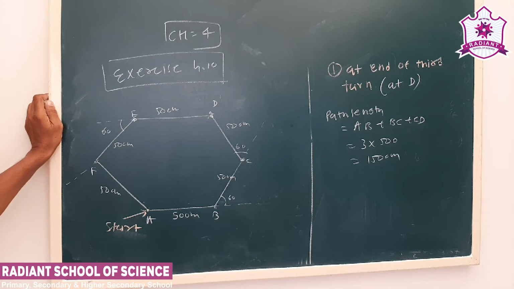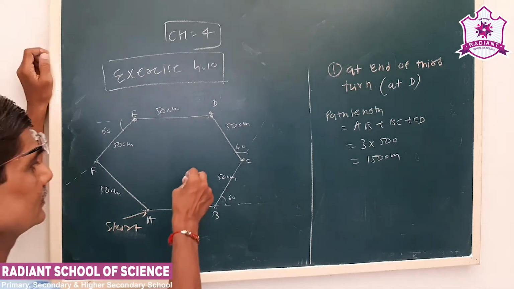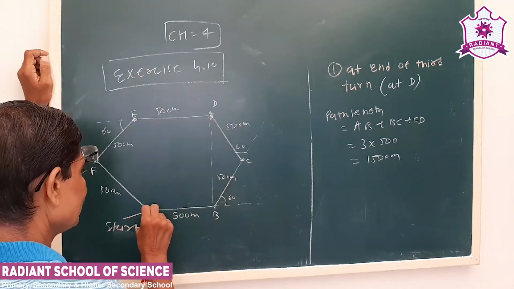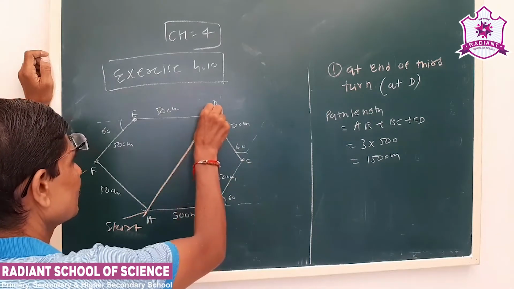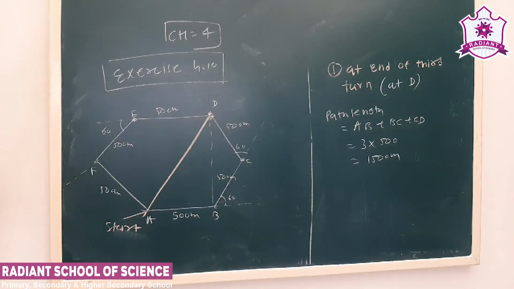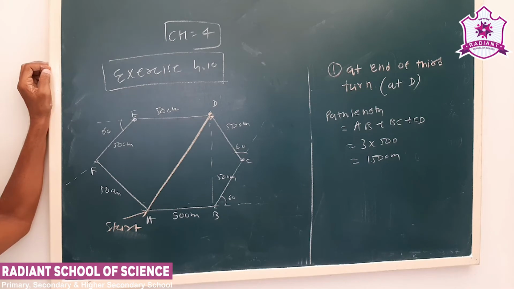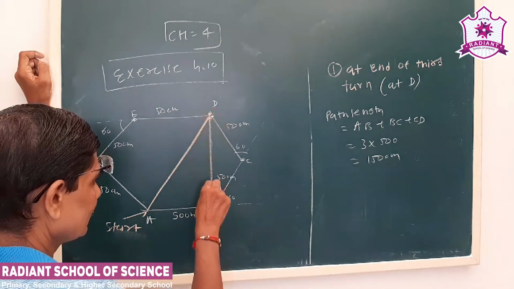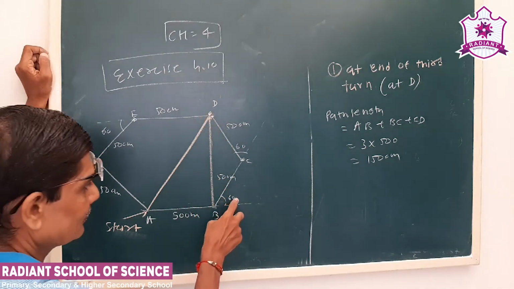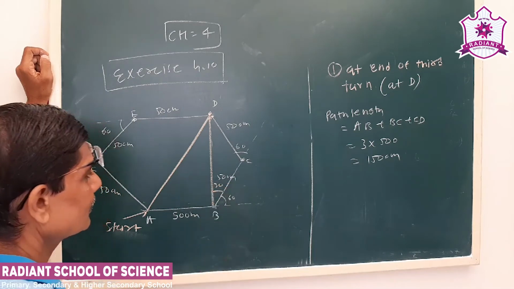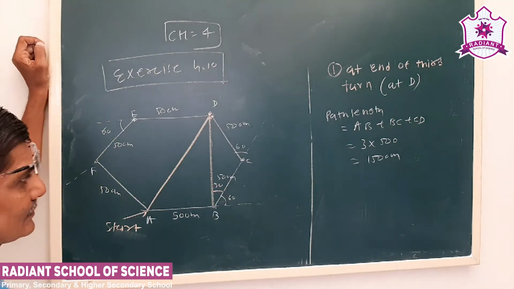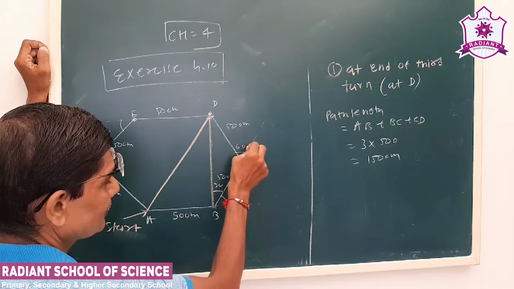Now what we have to calculate? Displacement. Displacement is the shortest distance. It has nothing to do with the path followed. For that we can use different formulas. Now see, we can join this. Now, this angle is 30. This will be 30. Now, this is 60.